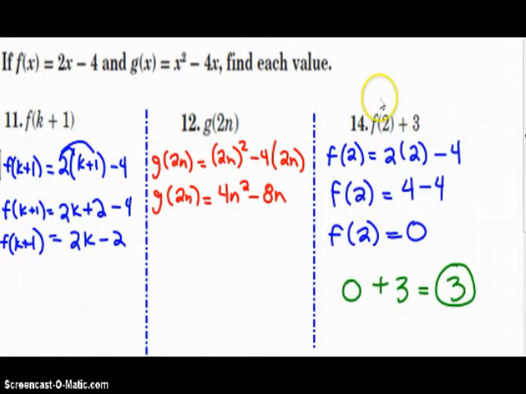Okay, in our last example, first we need to find the f of 2, which I've already done. Use your f function to find what the f of 2 is, and it's 0. And then all we need to do is add 3 to it at the end. 0 plus 3 is 3.